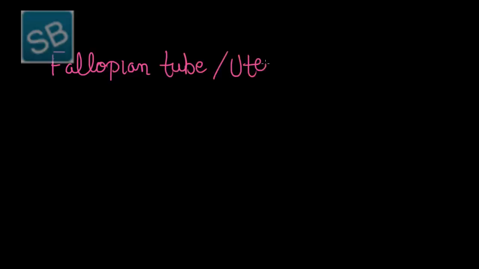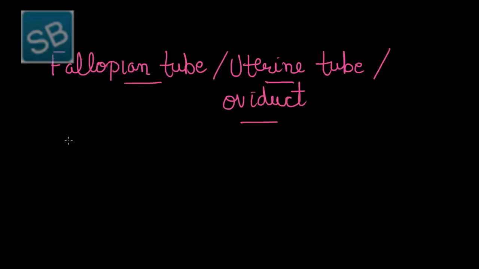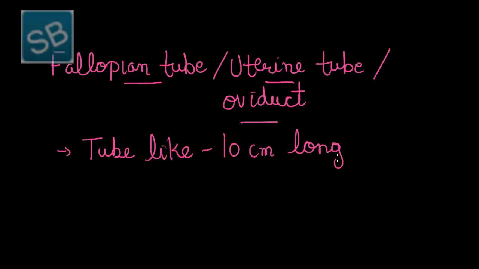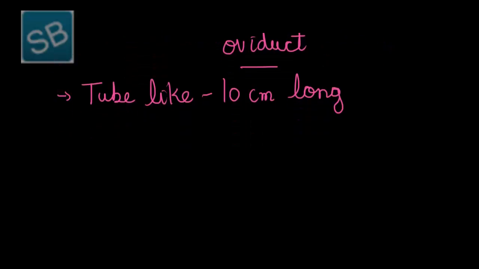After the ovary comes another part of the female reproductive system, that is the fallopian tube, which is also known as the uterine tube or oviduct. Definitely the name suggests that such a structure would be tube-like, which is about 10 cm long. The main function of this fallopian tube is transportation of ova from the ovaries to the uterus.